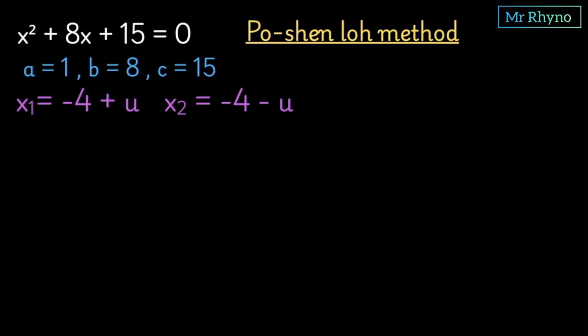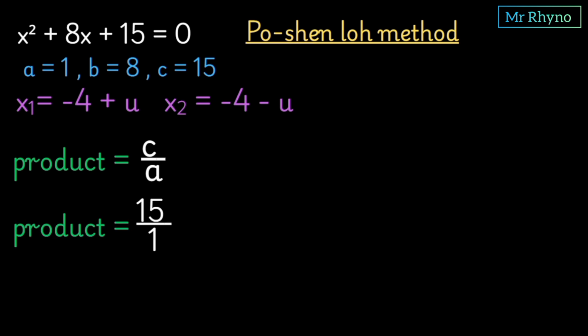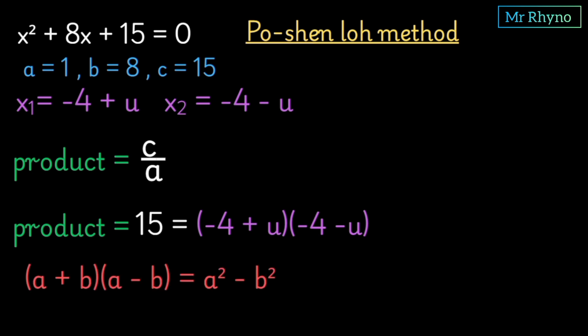We know that the product is given by c divided by a. Our c is 15, our a is 1. So this shall be 15 divided by 1, and that gives us the product as 15. Now we also know that to get the product, we can multiply the two roots. And you notice that our two roots are in some form of quadratic identities. That is a plus b, a minus b, and this is equal to a squared minus b squared.